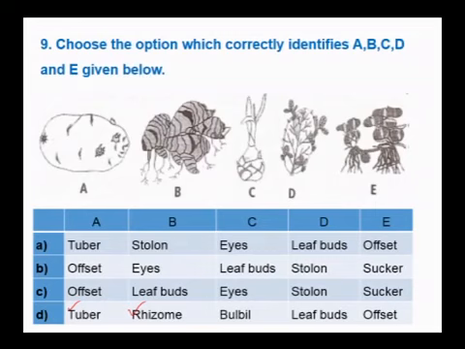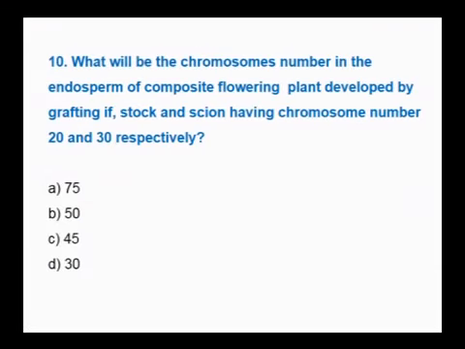Then this is agave bulbil, correct. So, epiphyllous buds in bryophyllum, leaf buds, correct. This is water hyacinth, offset, correct. Therefore, the answer is D. D is the answer.